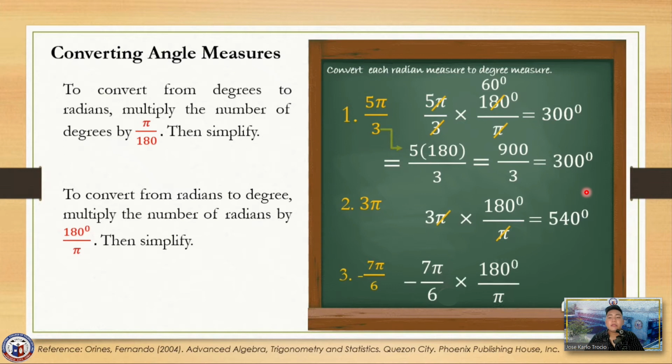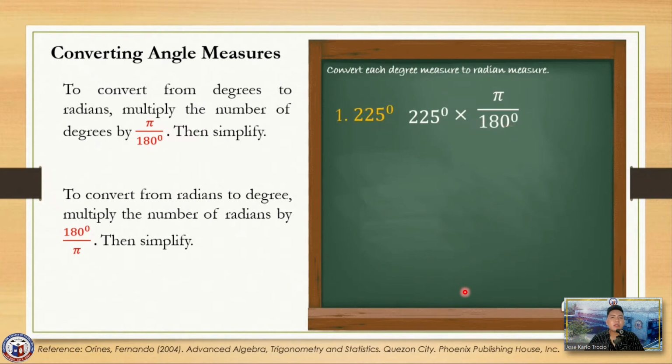So again, multiply it by 180 degrees over pi, cancel both pi's, and leaving you with, oh, hold on, 180 and 6. What is the common factor of these? That is 6, of course. So 6 divided by 6, that is 1. 180 divided by 6, that is 30. So that must be negative 7 times 30. That must be 210. Okay, negative 210, and you do not have a denominator to that.